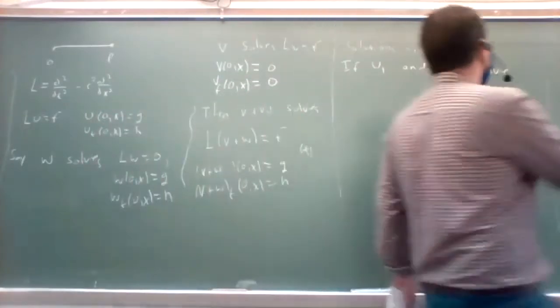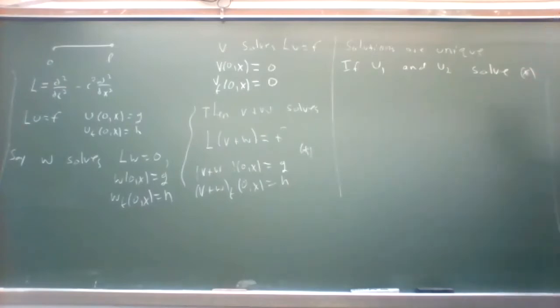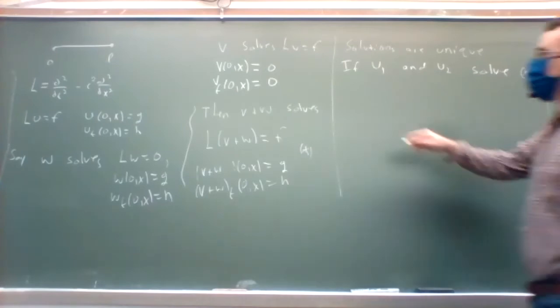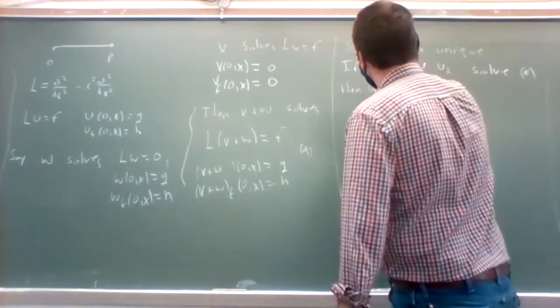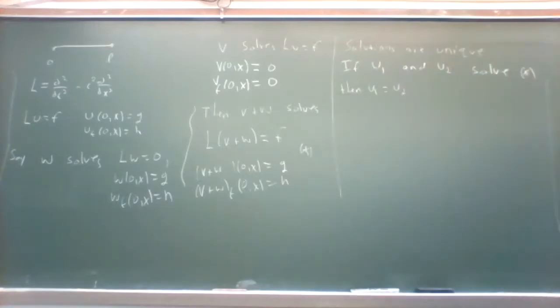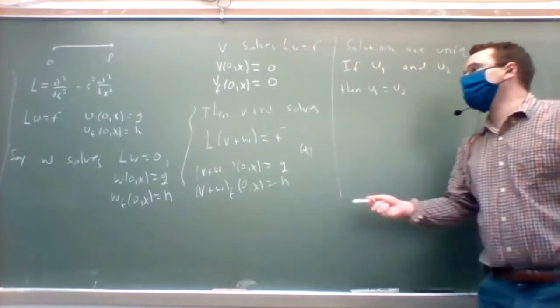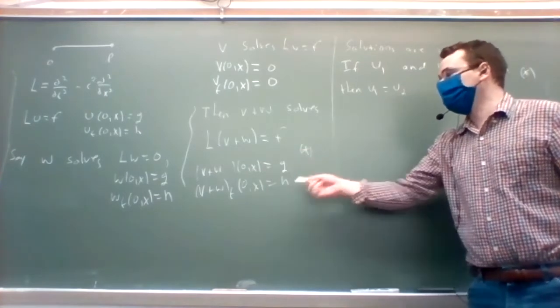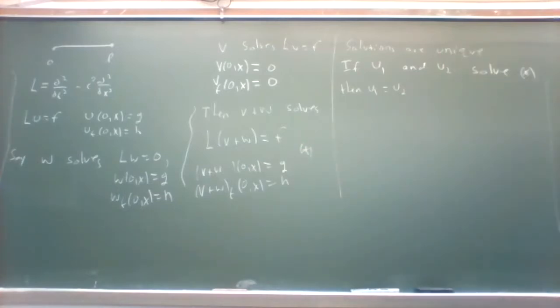So if U1 and U2 solve problem star, then U1 equals U2. That's what we mean when we say that a solution is unique. If you have two solutions, then they have to be equal. So in other words, there are many solutions to LU equals F, but there's only one solution to LU equals F with these boundary conditions, and that's nice to know.